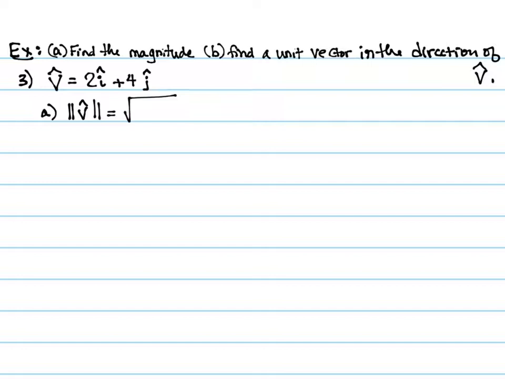So what would I get? The square root of what? Yeah, so 4 plus 16, right? 2 squared is 4, 4 squared is 16, so I have the square root of 20. And then we'll simplify that to being what in radical form? 2 radical 5. Okay, so part A is not any different.